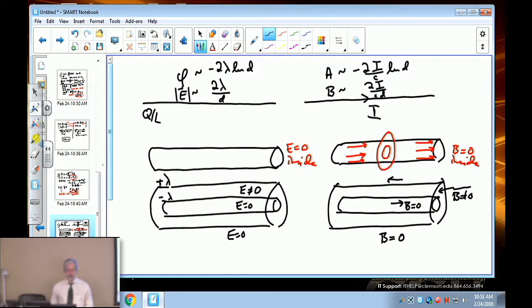Mr. Bacot: On the top drawings, just like the single cylinder, there's no E or B field inside, but there is a phi and an A. Yeah, that's right. But okay, so if E is 0 inside, what does phi do inside? It's constant.